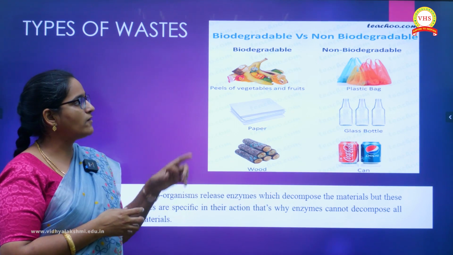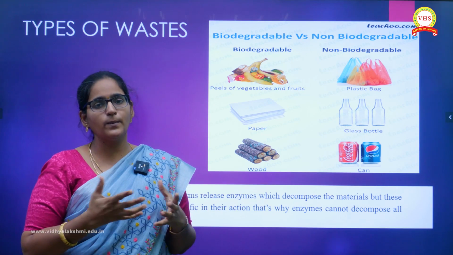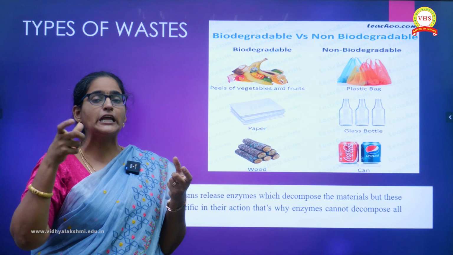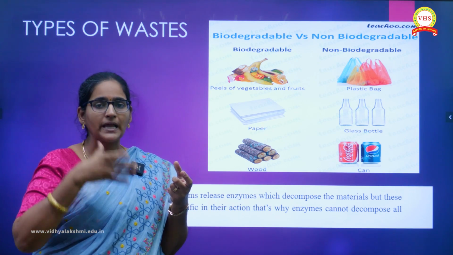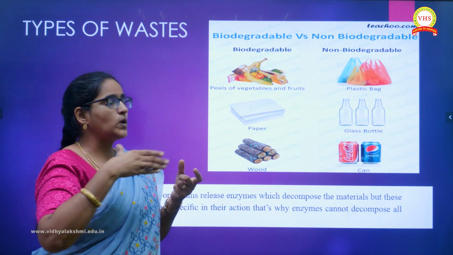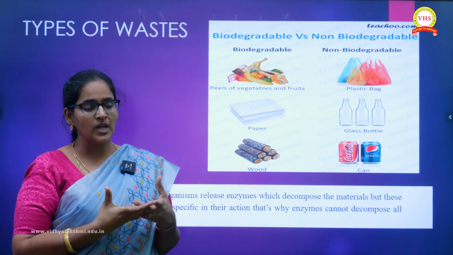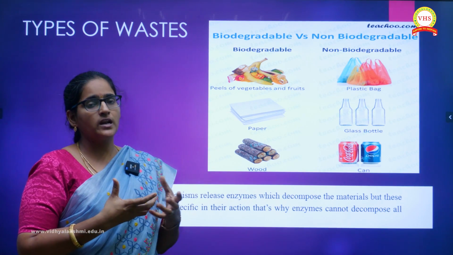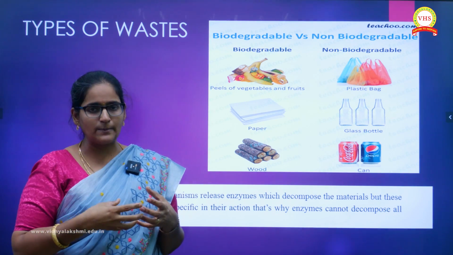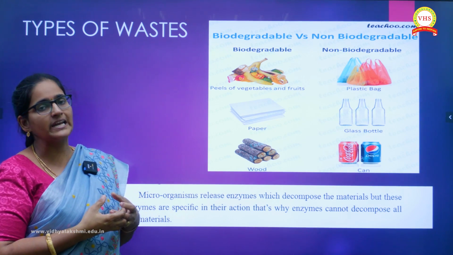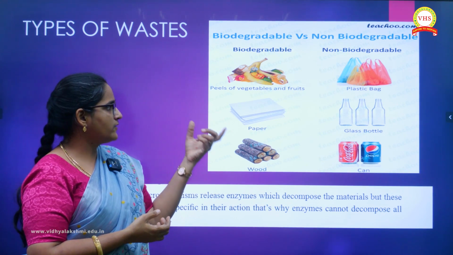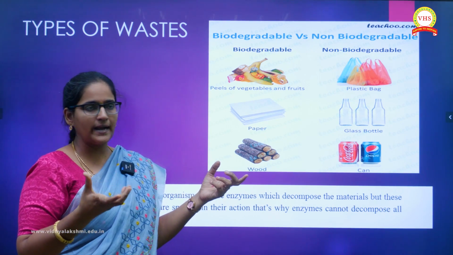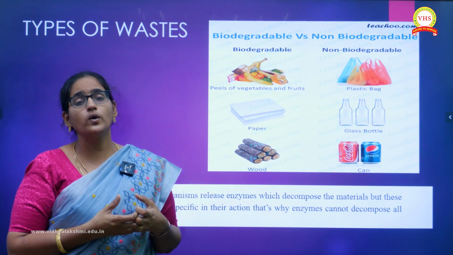So here we have two types of waste, biodegradable waste and non-biodegradable waste. From the word itself, degradation means decomposition or breaking down of substances. Biodegradable means, bio means living organism. So if any living organism has the capacity to break the waste material into less harmful substances, that is called biodegradation. In that category, the peels of vegetables and fruits, paper or any kind of wood items all come under biodegradable waste.